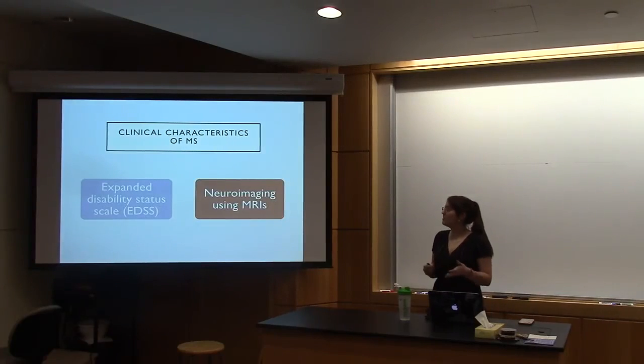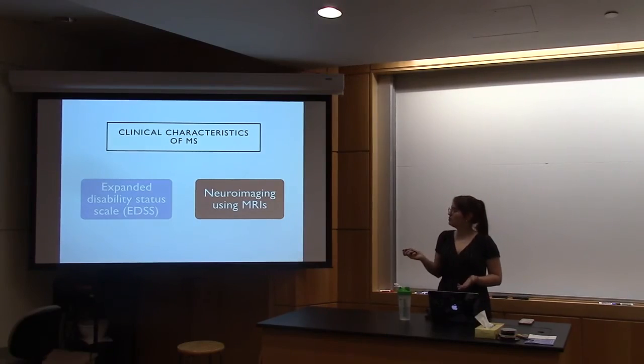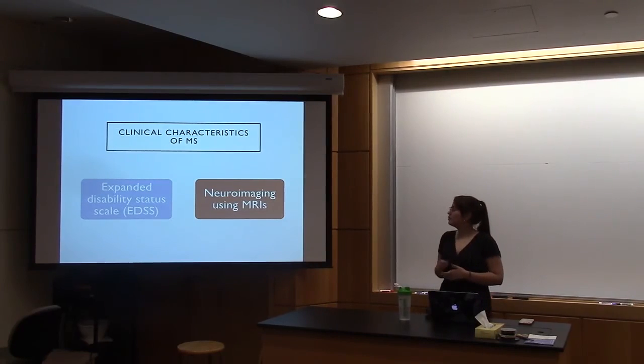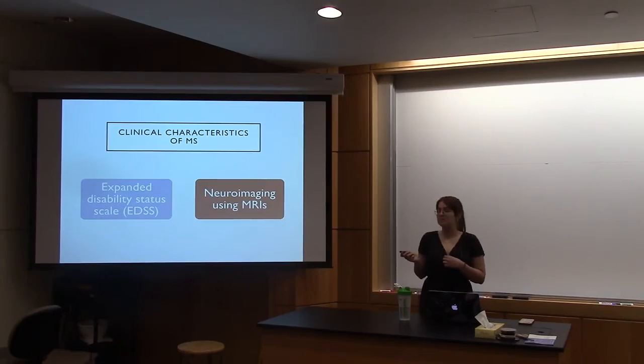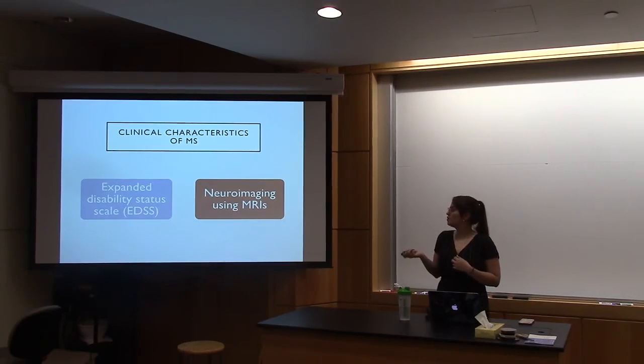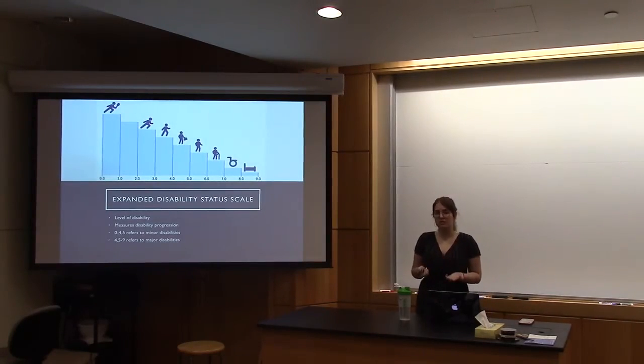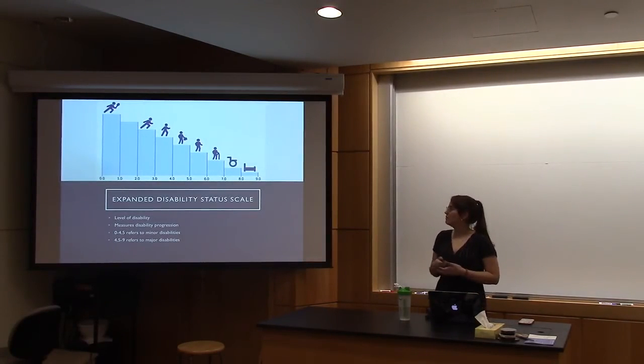So while this is important, we really want to be able to clinically characterize MS and sort it out in as many groups as we can. For this, we mostly use the Expanded Disability Status Scale, or EDSS for short, and neuroimaging using MRIs, which has become normal clinical practice nowadays. So to start off with the Expanded Disability Status Scale, this measures the level of disability throughout time. And we separate it into 2 categories.